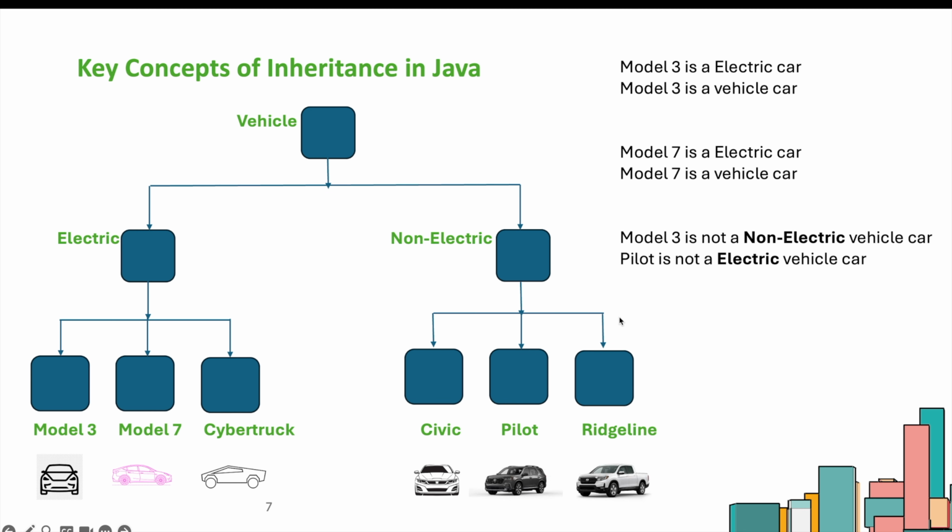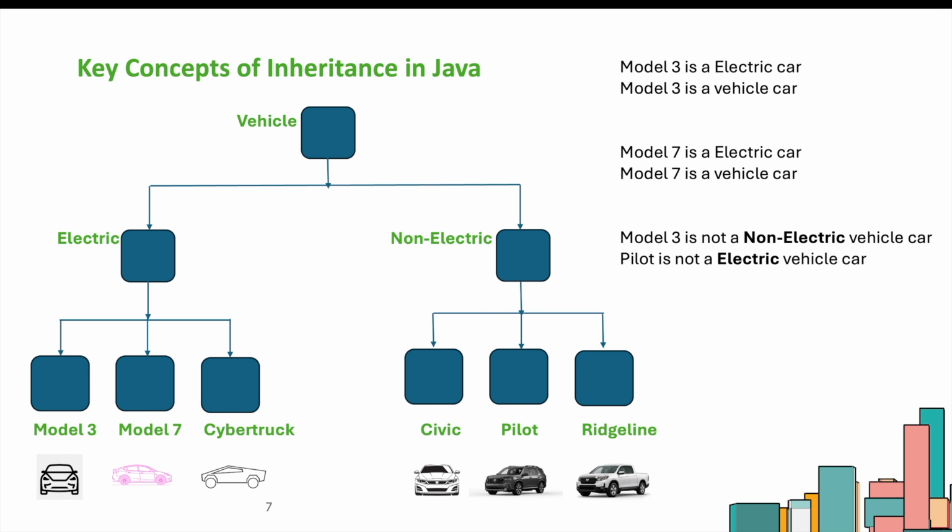So if I summarize, Model 3 is an electric car as well as a vehicle. Same thing for Model 7, it is an electric car and a vehicle. But Model 3 is not a non-electric, but it can be a vehicle. Similarly, Pilot is not an electric car, but it can be a vehicle.